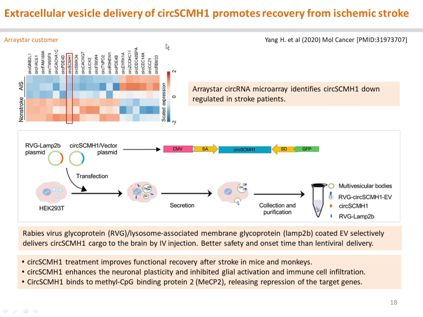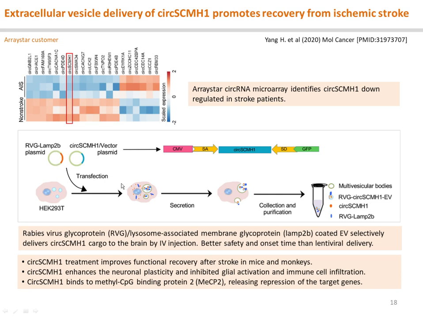Published in Molecular Cancer, circular RNA from SCM polycomb group protein homolog 1 was identified as differentially expressed in ischemic stroke on an Arraystar circular RNA microarray. The recombinant circular RNA is produced in HEK293T cells, which is packaged in extracellular vesicles coated with rabies virus glycoprotein RVG and lysosome-associated membrane glycoprotein LAMP2B.